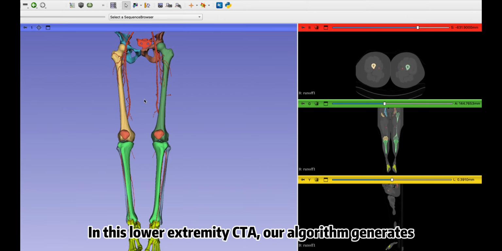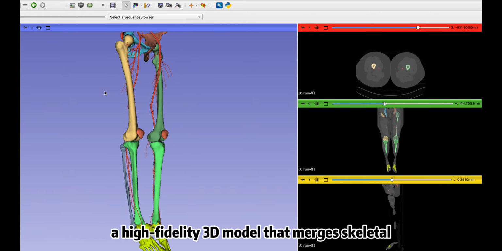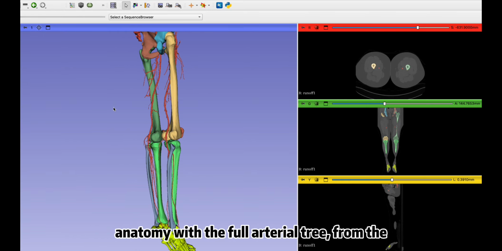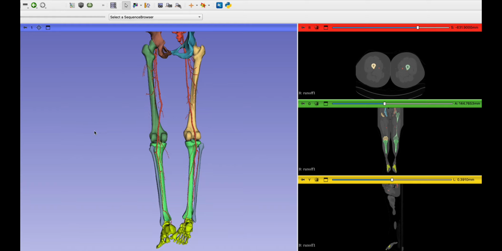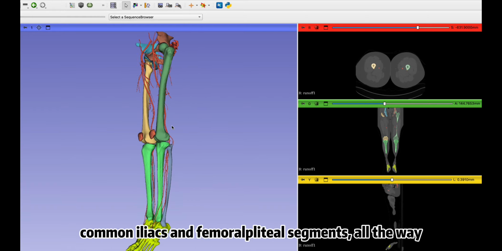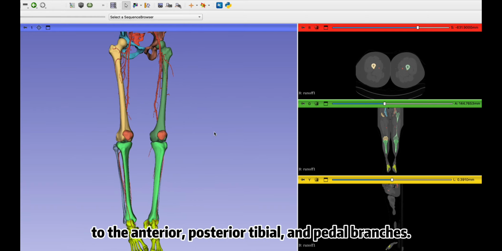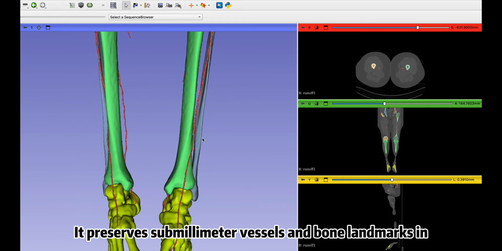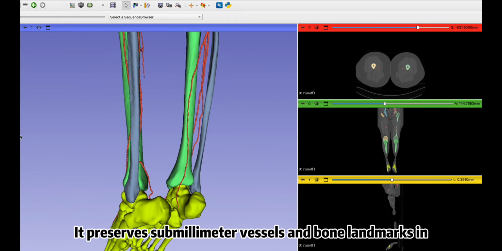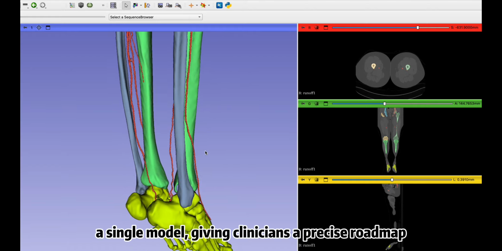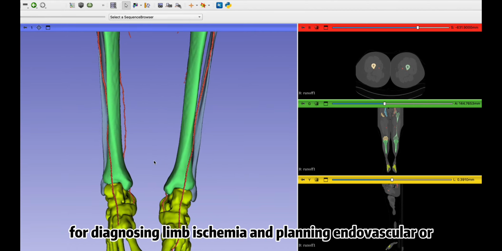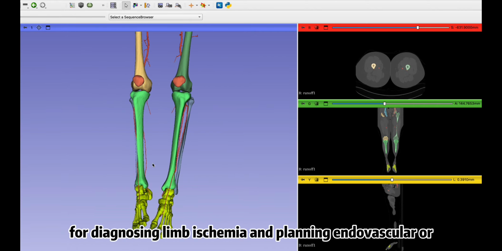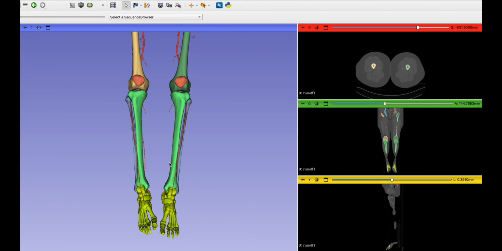In this lower extremity CTA, our algorithm generates a high-fidelity 3D model that merges skeletal anatomy with the full arterial tree, from the common iliacs and femoral popliteal segments all the way to the anterior, posterior tibial and pedal branches. It preserves submillimeter vessels and bone landmarks in a single model, giving clinicians a precise roadmap for diagnosing limb ischemia and planning endovascular or surgical revascularization.